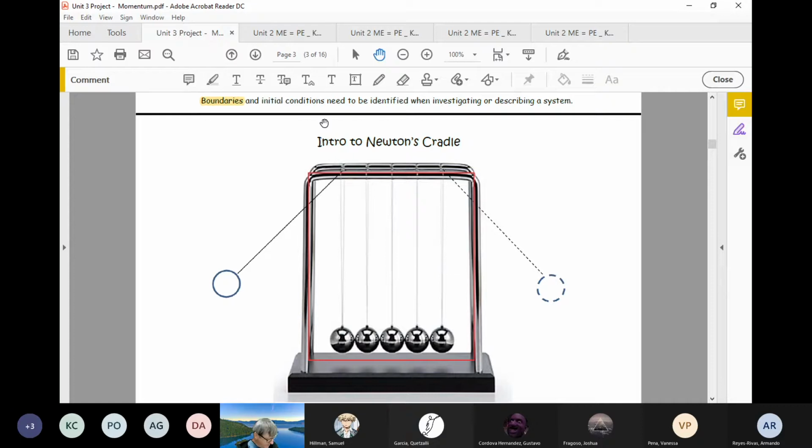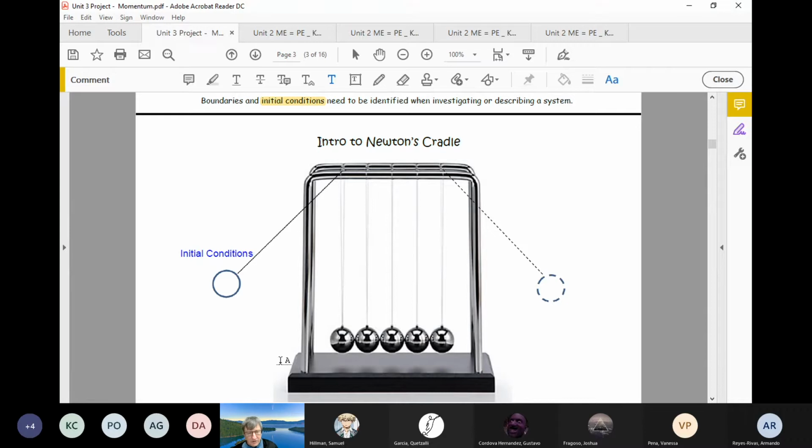So that's boundaries. Next, initial conditions. This is our starting point. So here's our initial condition over here, the beginning of the experiment or the study or the analysis. We call that the initial condition. So in fact, what I would like you to do is label this as initial conditions.